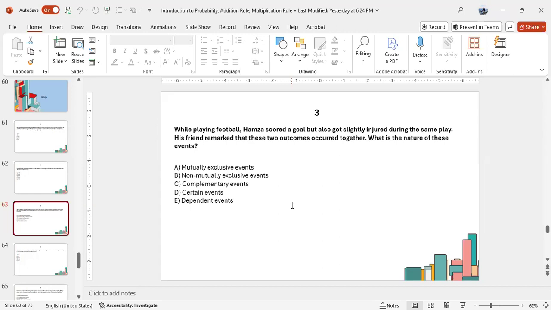The correct answer would be beta, non-mutually exclusive events, because these two events occur together.